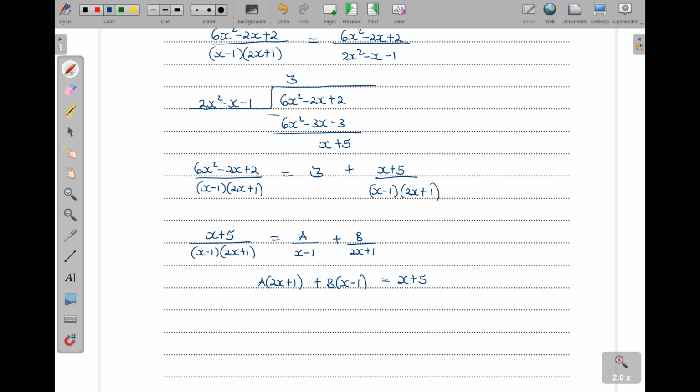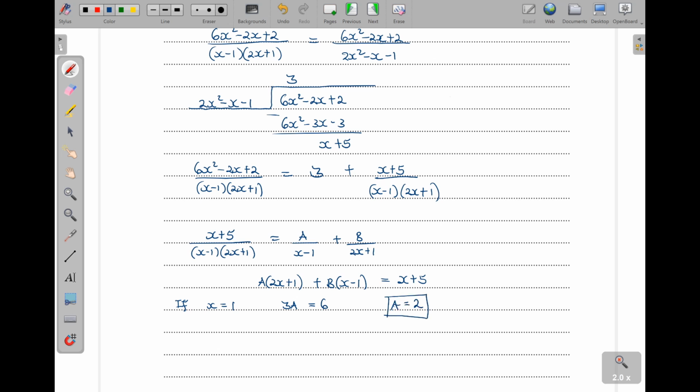Now you look out for x values that can terminate one of the terms here, to remain with the other, that gives you one of the constants. For example, if I let my x be equal to 1, that means this whole thing is going to go. So here I will have 2 plus 1, that will be 3A. So that will be 3A, which is going to be equal to, add a 1 here, it will be 6. So when you divide all through by 3, our A is going to be equal to 2.